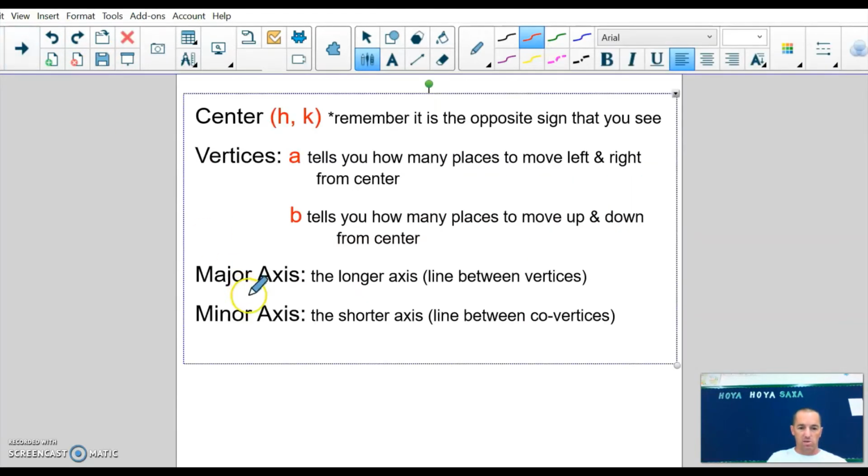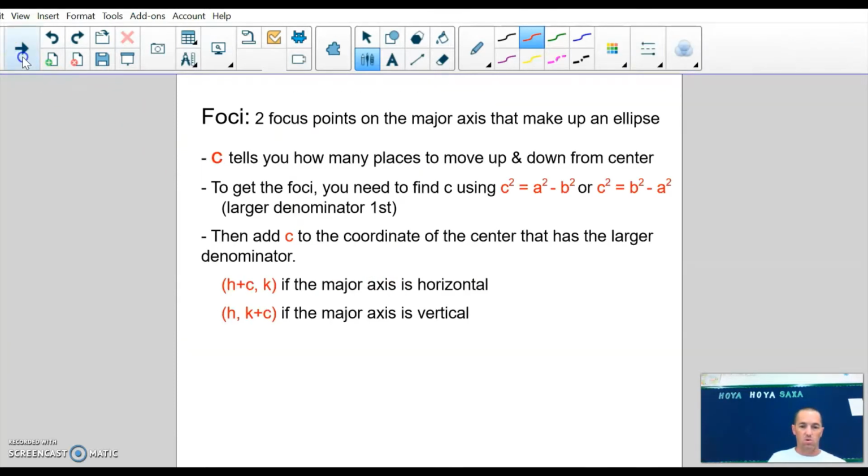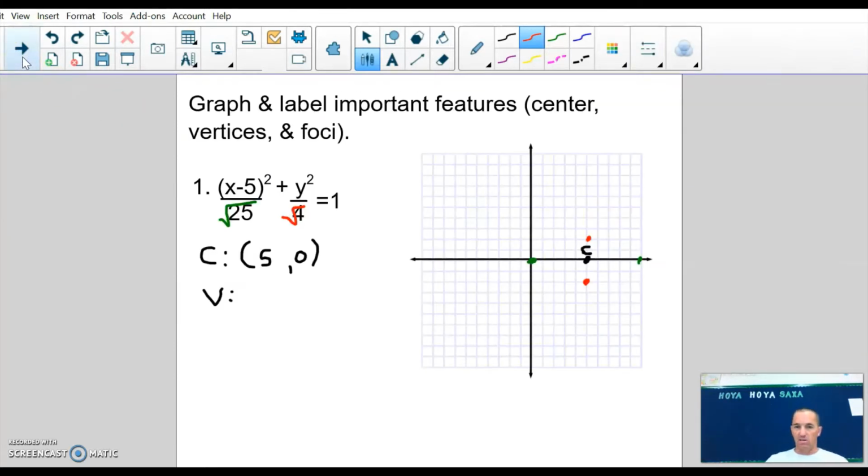The minor axis, which is the shorter one, is what houses the co-vertices, and the major axis, which is the longer one, is what houses the vertices. As we move back over here, I think I still have a red pen. So right here we have the co-vertices, and this is going to be vertices.